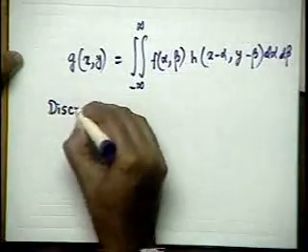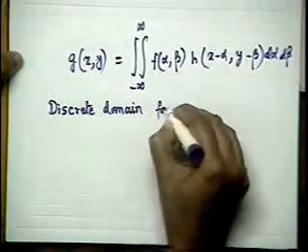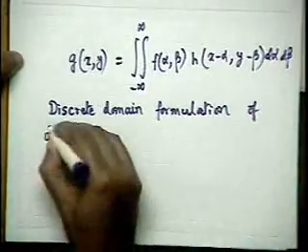Alright, now this was in the continuous domain, but we have to work in the discrete domain. Okay, so we must find the equivalent expression for this one in the discrete domain. Now to do that, let us simplify our problem. Okay, instead of considering a two-dimensional signal, let us begin with a one-dimensional signal. Okay, so we are attempting to make a discrete domain formulation of the degradation model.